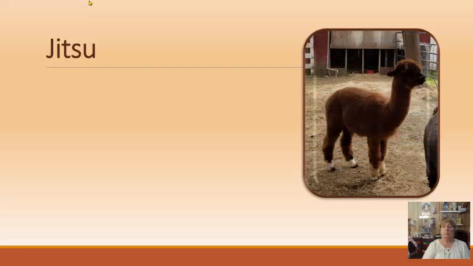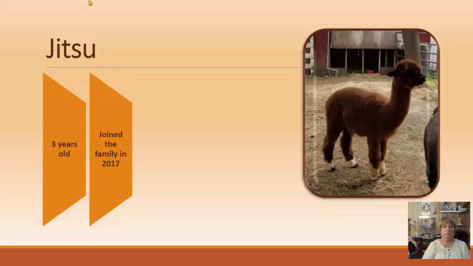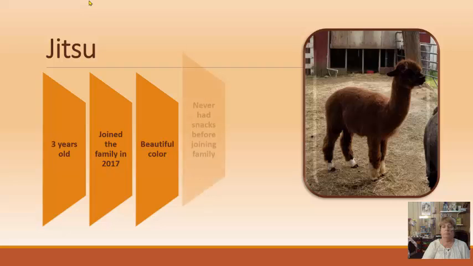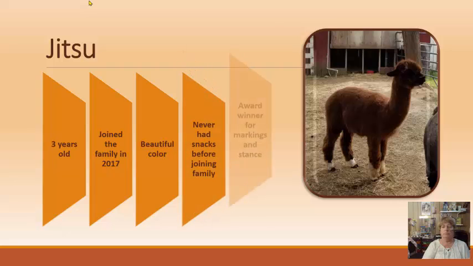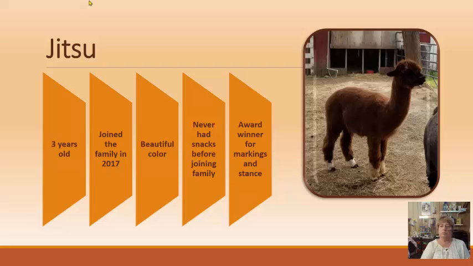Jitsu is a show animal. As you can see from his coloring, and you see the feet, the black and white feet on the brown animal, he has won awards for not only his markings, but his stance. He stands like he is so proud of himself, and he wants everybody to know.